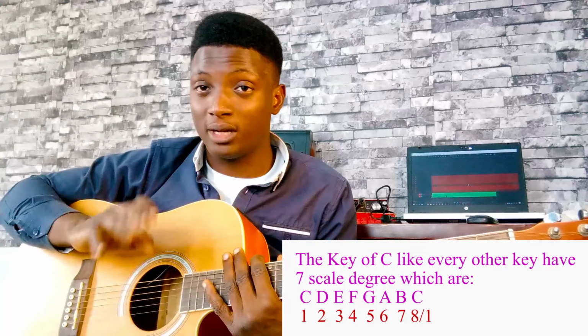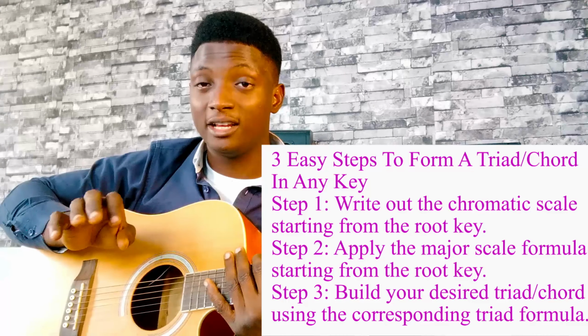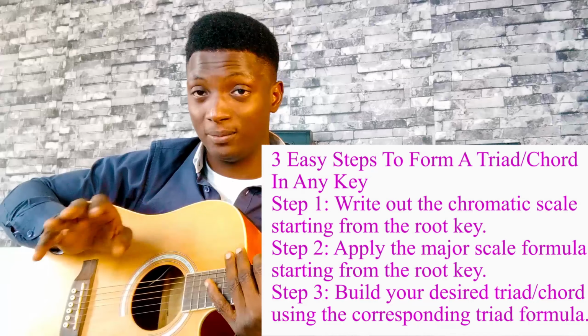It's a 7-note scale. And once you have your major scale, then the last step, step 3, is what? You apply your triad formula to get your triad. So I can decide to get my C major triad. I just apply formula 1, 3, 5. I can decide to get C minor triad. I apply 1, flat 3, flat 5, and so on and so forth.